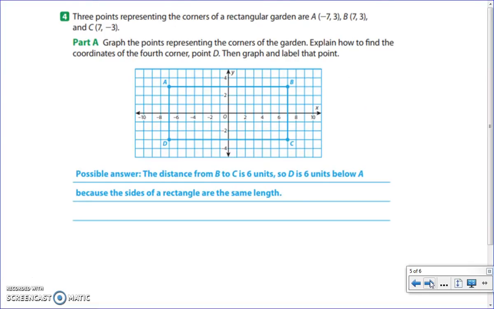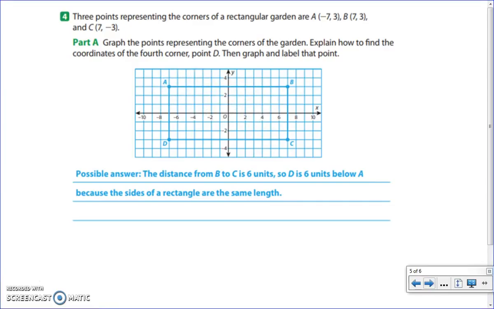3 points representing the corners of a rectangular garden are -7, 3, 7, 3, and 7, -3. So it looks to me like they're giving us points A, B, and C, and they're telling us that this is a rectangular garden. So a few things to know about rectangles are it has 4 right angles. So if I put a point here and I connected these like so, this would not be a rectangle, obviously. It must have 4 right angles and 4 sides.